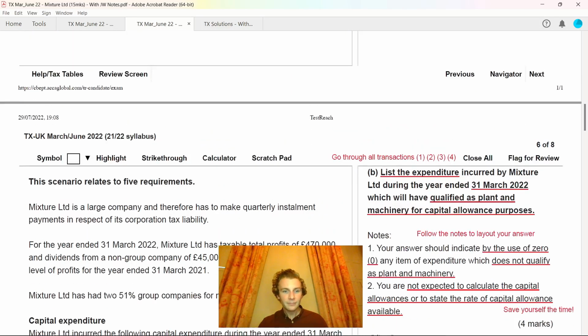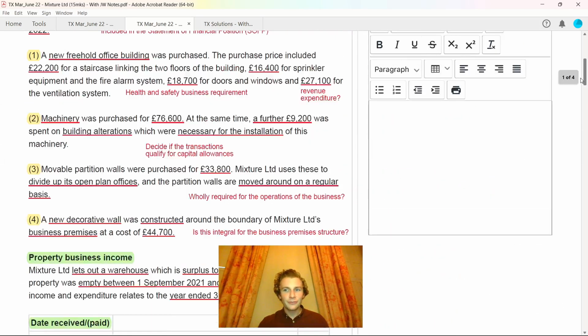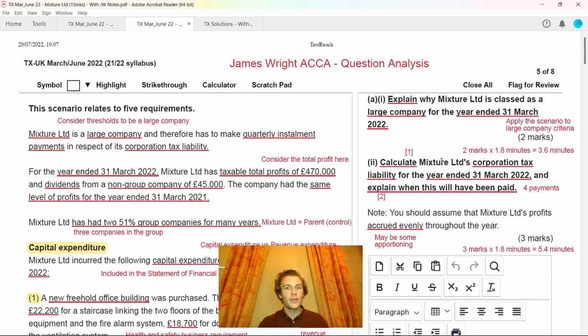And that nicely takes us through, ladies and gentlemen, the actual question analysis for Mixture Limited. You could now have a go at going through the actual questions yourself, doing it to time. So if you want to pause the video now, or you could put your feet up, have a cup of tea, and allow me to go through the solutions for you to take some notes.